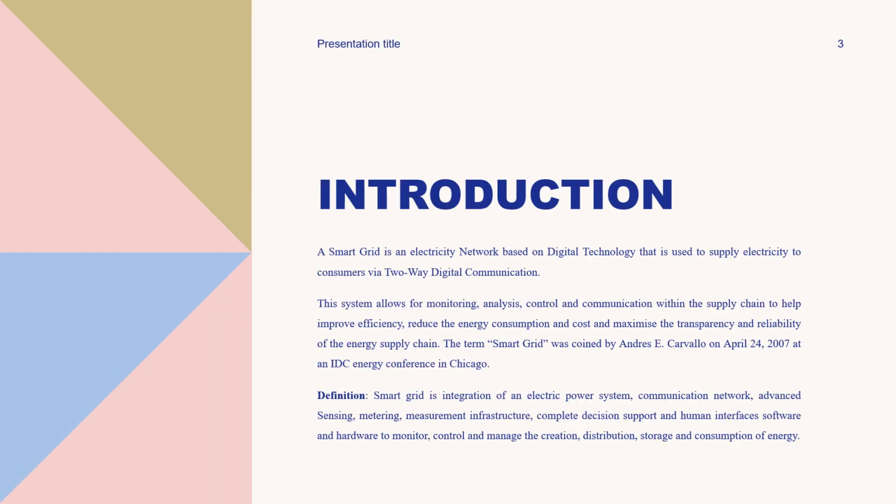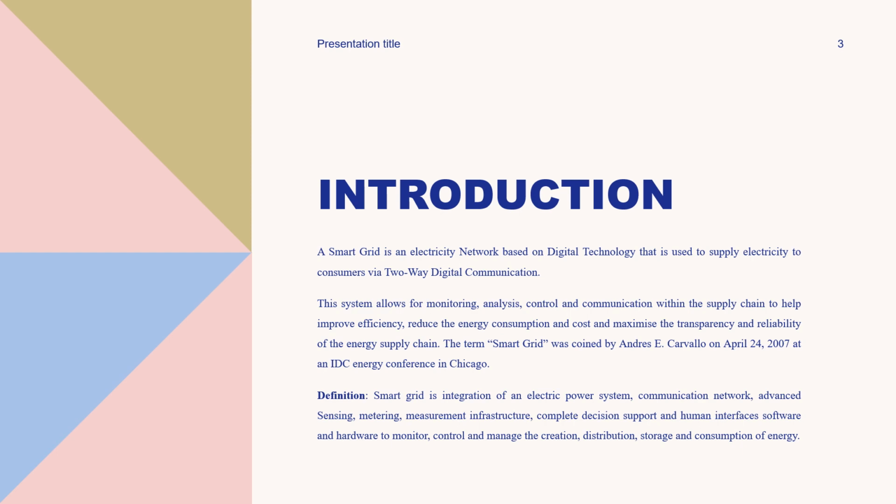Introduction. A smart grid is an electricity network based on digital technology that is used to supply electricity to consumers via two-way digital communication. This system allows for monitoring, analysis, control and communication within the supply chain to help improve efficiency, reduce the energy consumption and cost, and maximize the transparency and reliability of the energy supply chain. The term smart grid was coined by Andres E. Carvalho on April 24, 2007 at an IDC Energy Conference in Chicago.